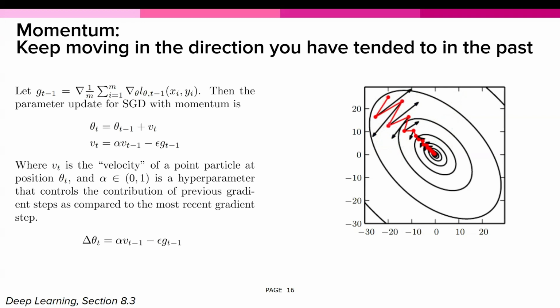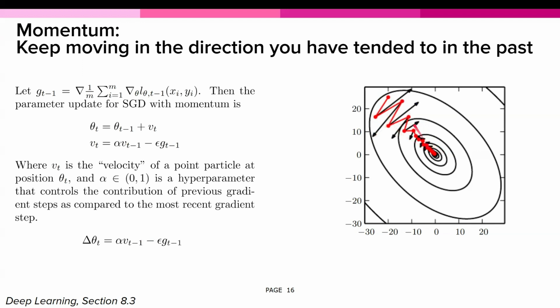Because velocity depends on the observed gradients in the past, momentum helps to reduce the inefficient zigzagging behavior that we would see in gradient descent, because those large fluctuations are going to cancel each other out over time. But the small progress that we're making towards the center is going to be preserved. And so the zigzagging is going to get smaller and smaller as we get to the center.